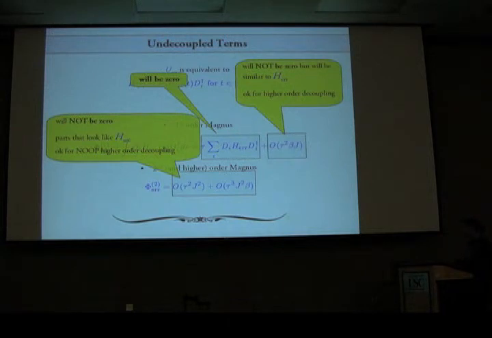These second order Magnus terms are kind of bad, because they can contain terms that look like the secular part of the Hamiltonian, algebraically. While the first order Magnus term is just a linear transformation of the error Hamiltonian, so it will behave algebraically the same as the original error Hamiltonian. So those first order terms could be used again for higher order decoupling, while the second order terms could be potentially troublesome.